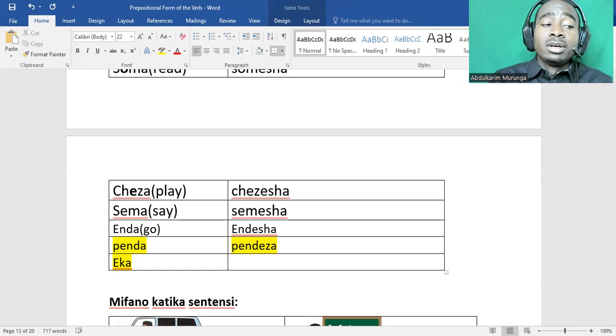We also have other words for beautiful. If it's a girl, a lady, we say mrembo. Yeah, msichana mrembo. Wewe ni mrembo. Wewe ni mrembo sana. You're very beautiful. Someone can say wewe ni mrembo sana, or someone can say unapendeza sana. Unapendeza sana.